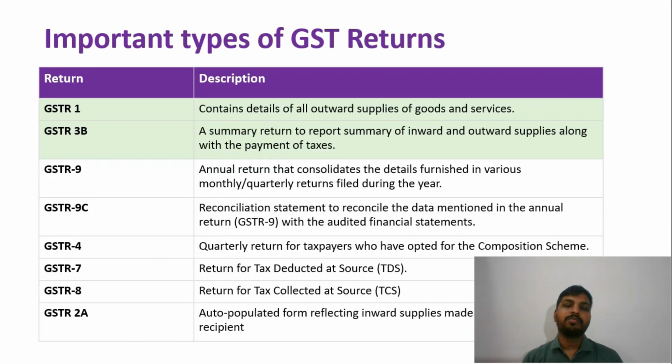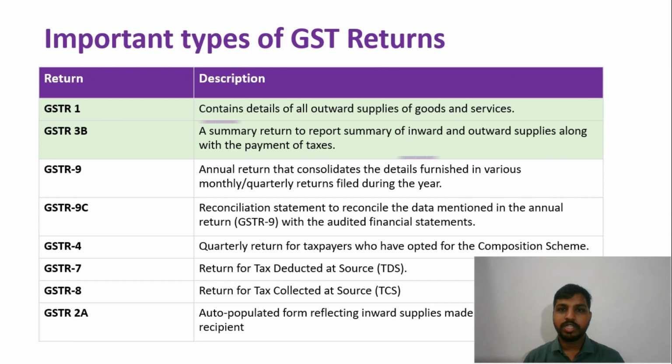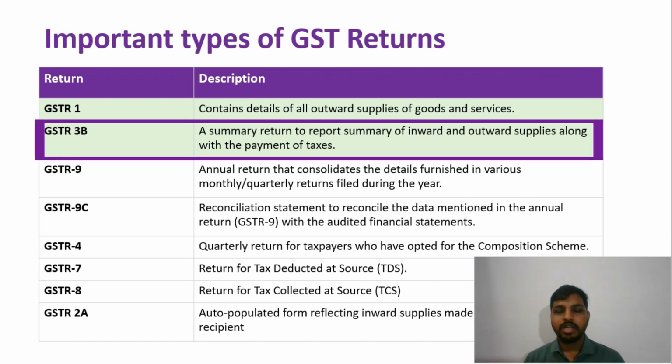Now let's look at some of the important GST return types. The first type is GSTR1. This particular return includes details of all the output supplies of goods and services. So whatever sale you are making will be part of this return. And GSTR3B includes the summary of this output supply plus the inward supply and also the payment of taxes that you have made. Okay, so it's like a summary of majorly three things.